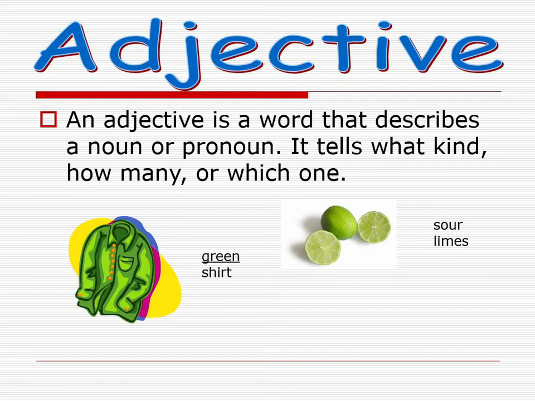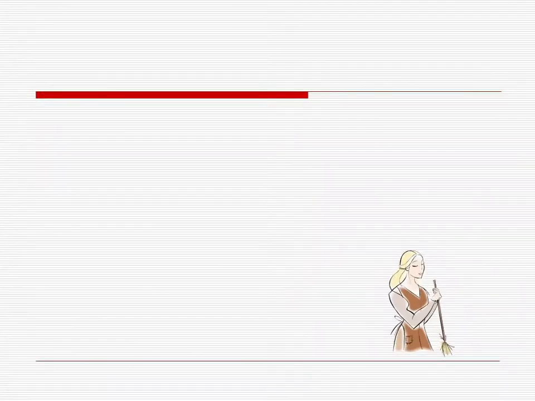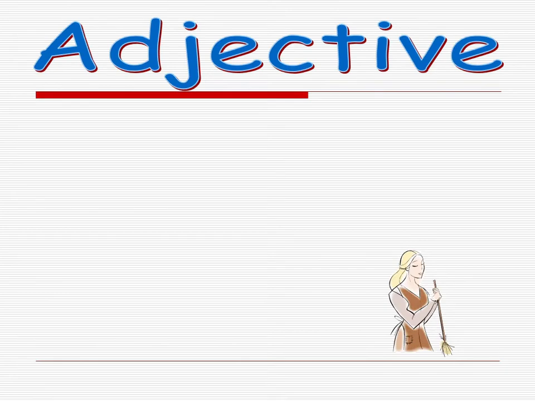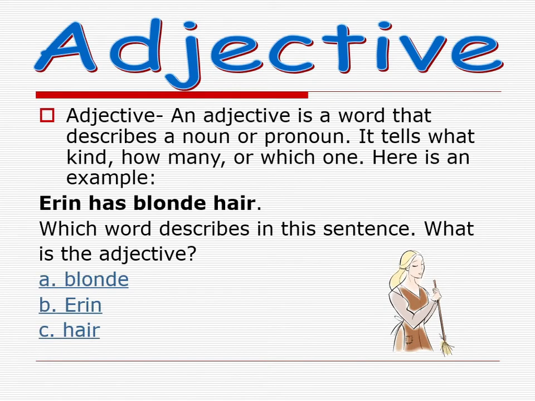Now here, sour limes. So the word sour describes the lime, meaning it describes the thing. So the word sour is an adjective because it's describing the lime. So the next is adjective examples. What's an adjective? An adjective is a word that describes a noun or a pronoun. It tells what kind, how many, which one.